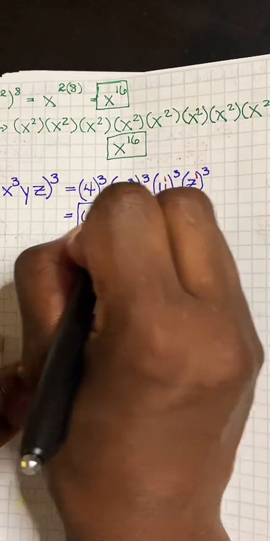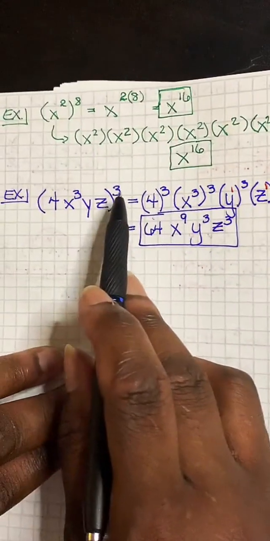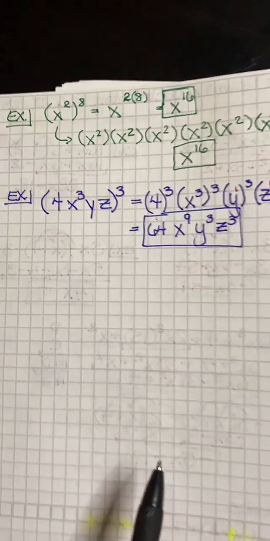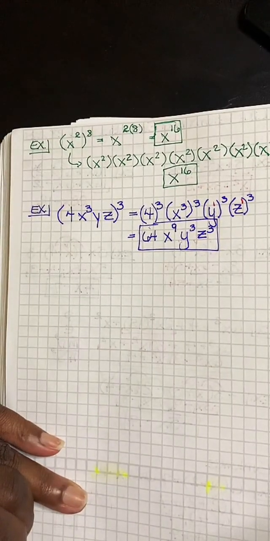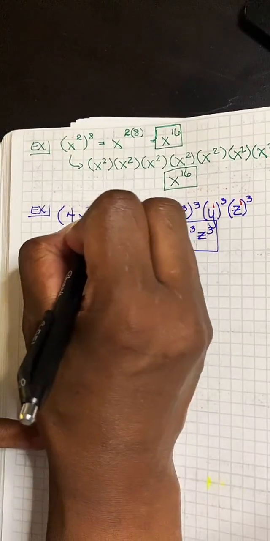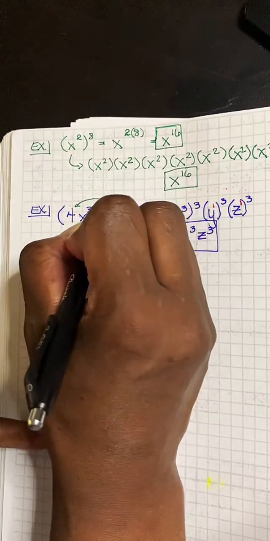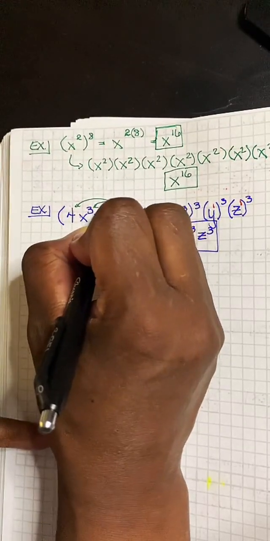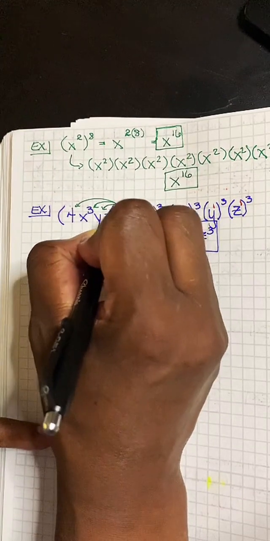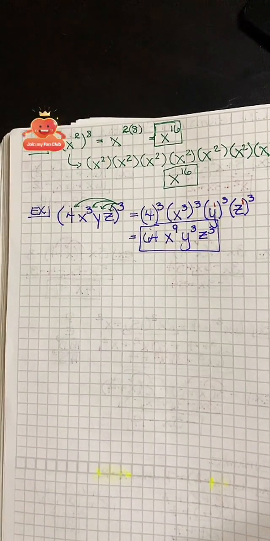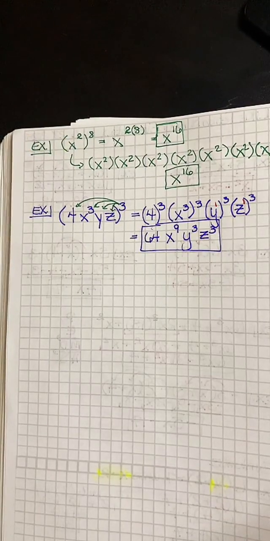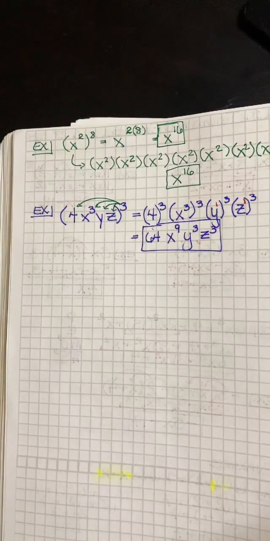So basically, it's almost like you're doing the distributive property. Let me zoom out a little bit. So you're doing like the distributive property with your exponent. You're raising everything to the third power, including the 4. All right, here we go.